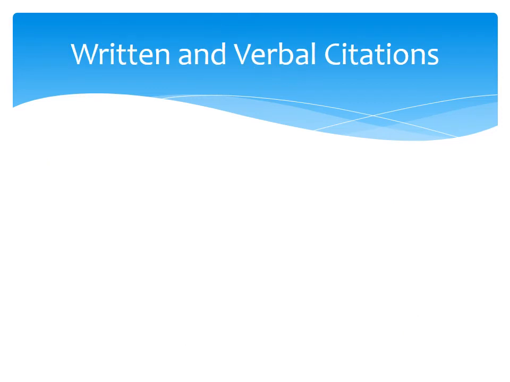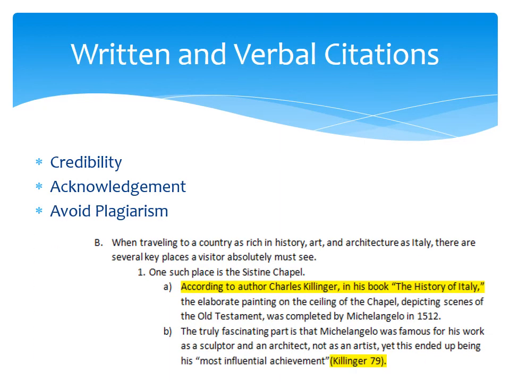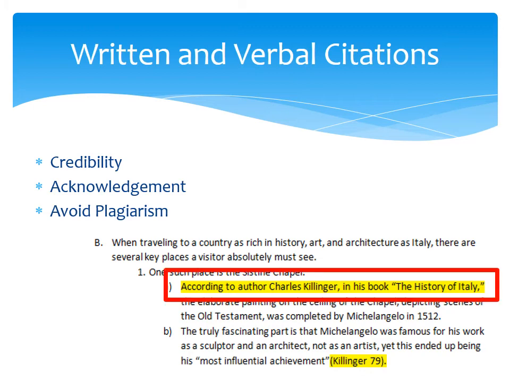So why should you give verbal citations? First of all, to add credibility, to add acknowledgement, and avoid plagiarism. For instance, right here you can see, in the yellow, according to author Charles Killinger, in his book, The History of Italy, you've added credibility to what you're about to say, you've acknowledged the author, and thereby avoided plagiarism. As you can see in the second yellow part at the bottom, this is not a verbal citation. However, it is considered an in-text citation.